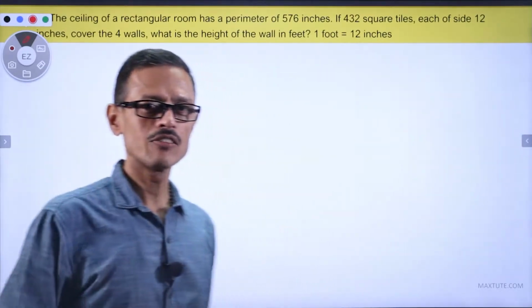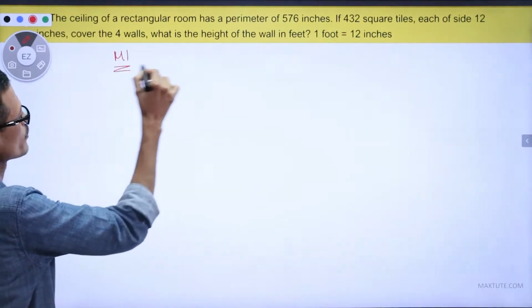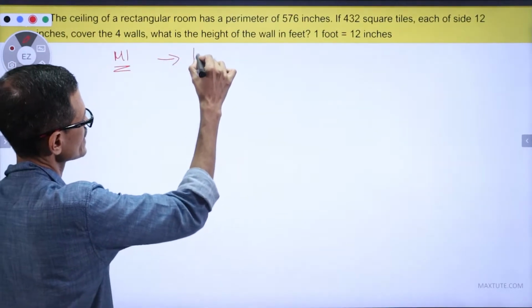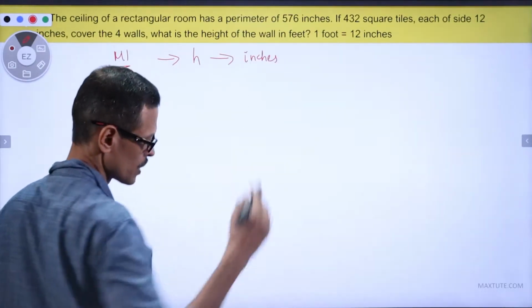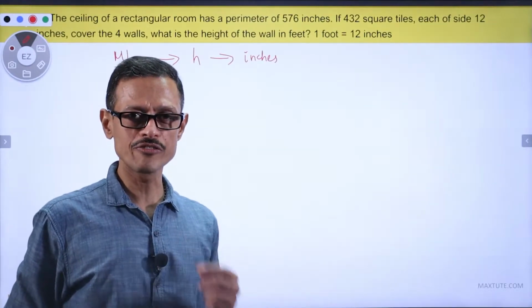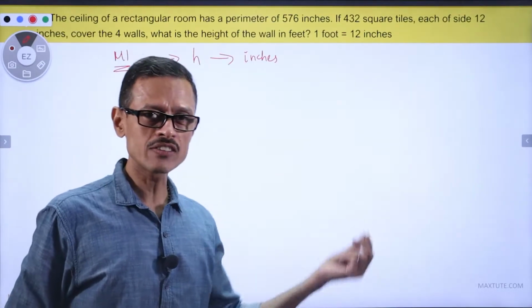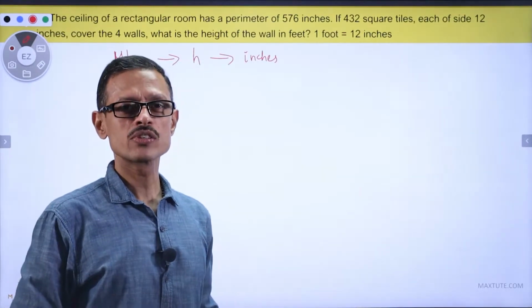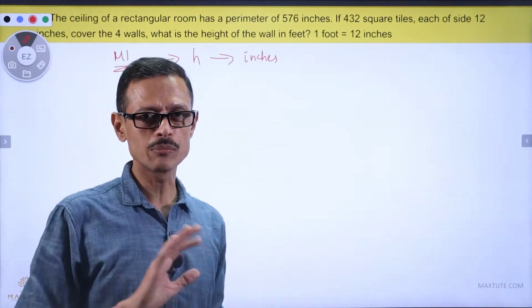So let's assign a variable for the height of the room. I'm going to assign in method 1 the height of the room. The variable I'm going to take is h, and the variable is in units, which is in inches. Why am I choosing inches despite the question asking us to find it out in terms of number of feet? We have the perimeter of the ceiling in terms of number of inches. We have the side of the tile in terms of number of inches. So let's compute the height in terms of number of inches and then finally convert it into number of feet.